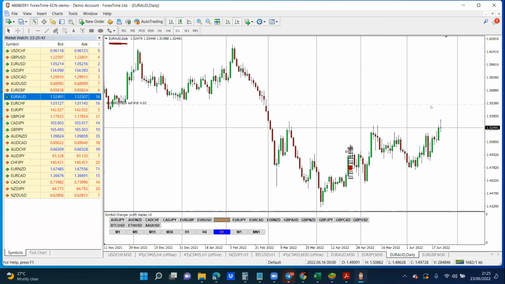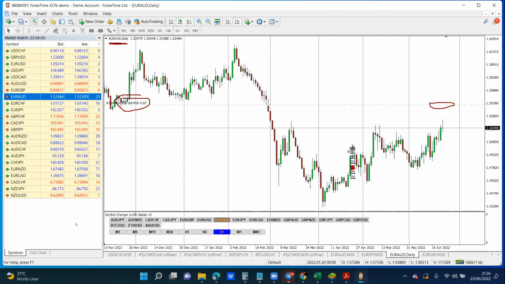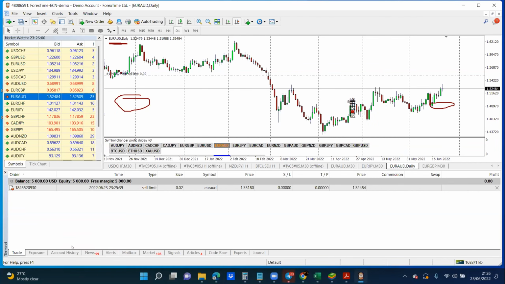Can you see that dash line? That's a sell limit. And here you can see the sign. It's showing me that I have a sell limit at this price, right? A sell limit. Another thing I can do is I can press Ctrl-T on my chart, and then I can go to trade. You see, I have a pending limit, sell limit, pending.